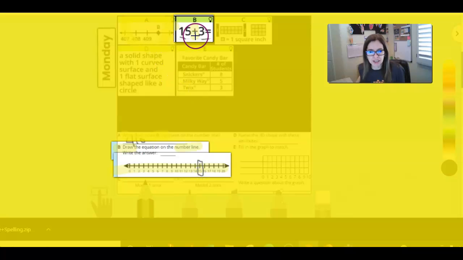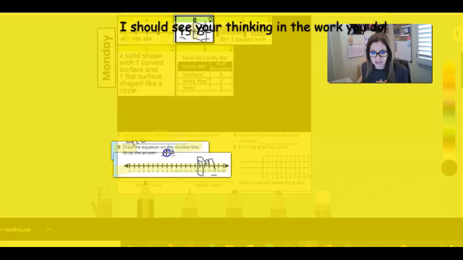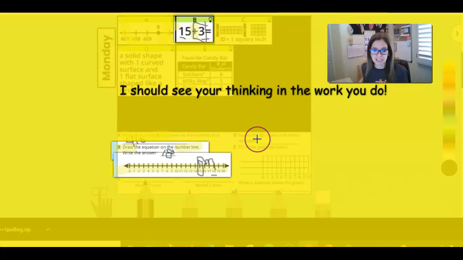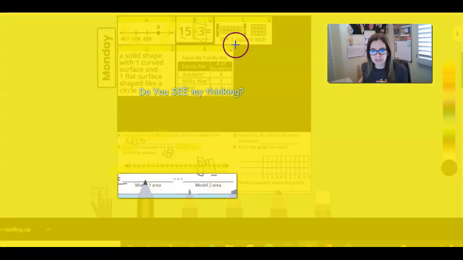And then the change is plus 3. So I'm going to show that I did that on the number line. That's what drawing the equation is. 1, 2, 3. And my stop point is going to be 18. And then it says to write the answer. I don't need to rewrite the equation yet. It just says to write the answer. Right? That's it. So the answer is 18. Too easy, right? Now we're on to C, model of area 1.